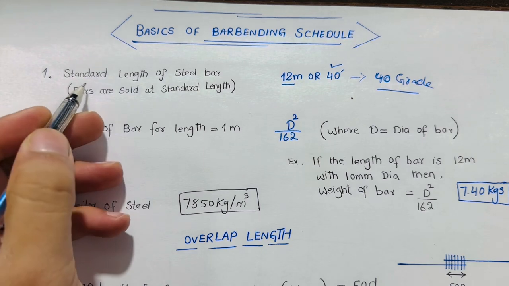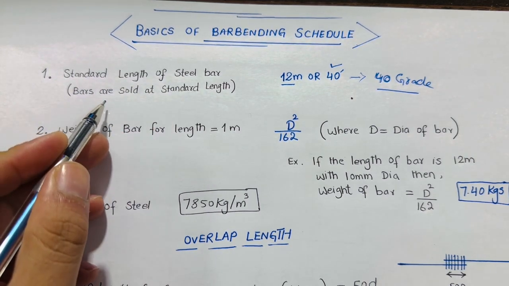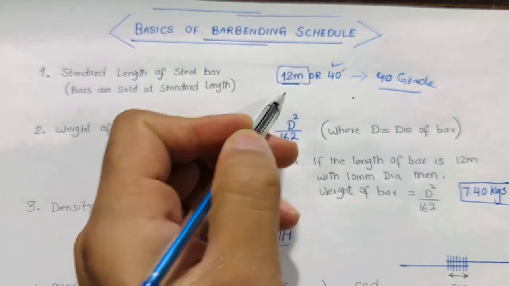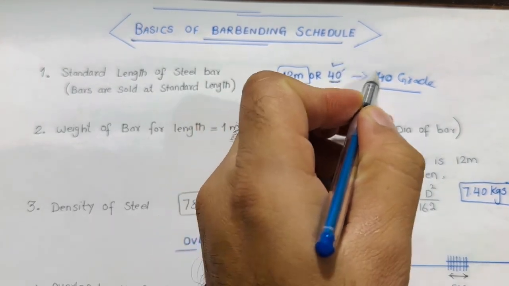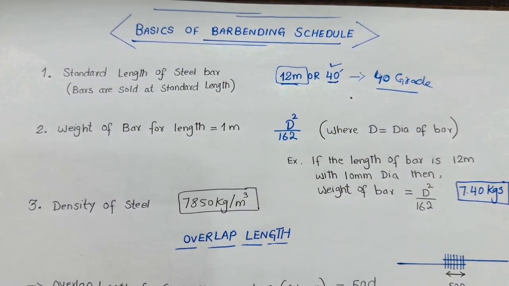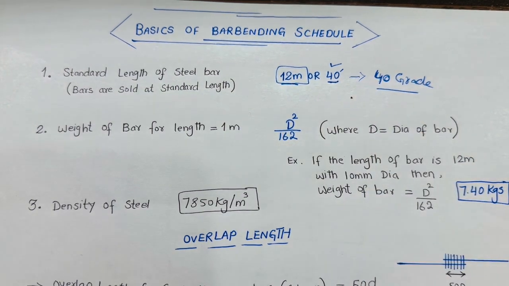The first one is the standard length of steel bar. Our bars are supplied at a standard length of 12 meters from the factory. The standard length of the steel rod is 12 meters or 40 feet. Also, it is known as 40 grade. If the length is 60 feet, that means this is 60 grade steel rod.